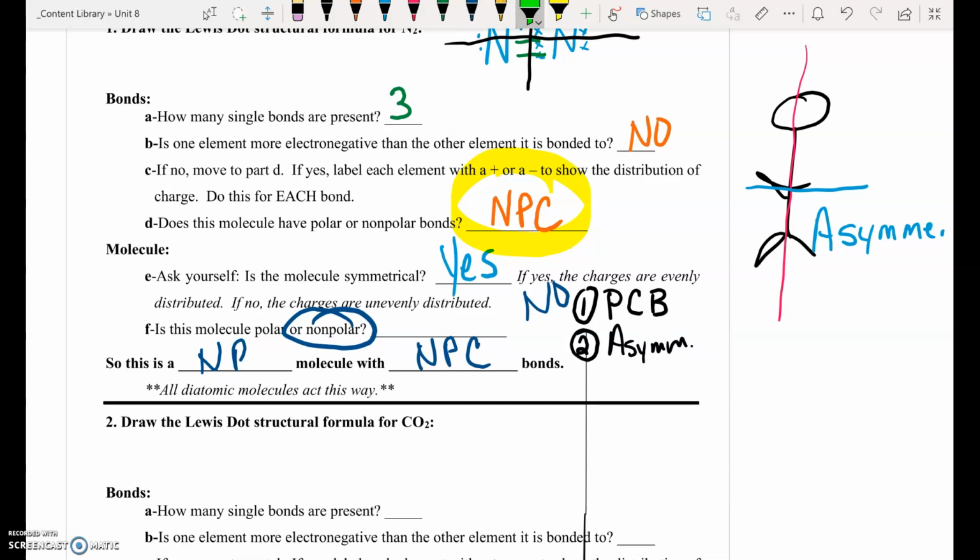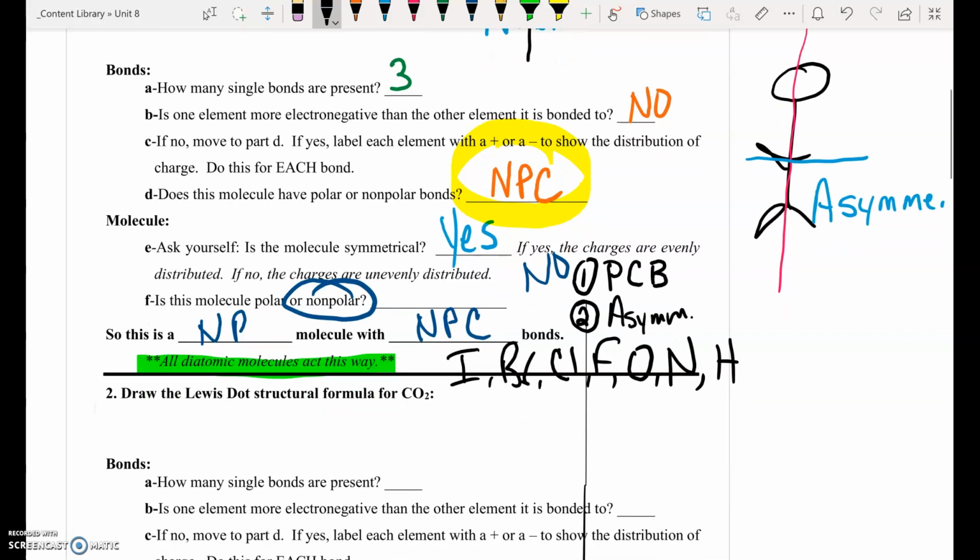And then it says, highlighted here in green, that all diatomic molecules are the same way. Iodine, bromine, chlorine, fluorine, oxygen, nitrogen, and hydrogen. They all do the same exact thing.